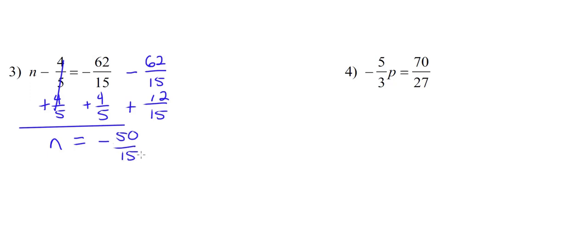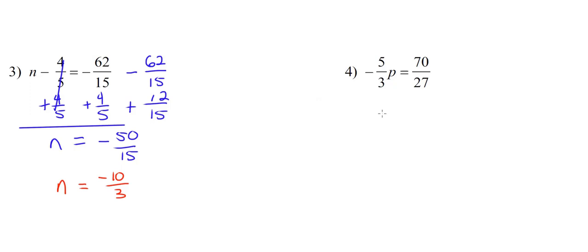Now the only issue with this answer is that it is not in simplest form. So we can simplify by dividing both parts of this fraction by 5, and that gives us our answer in simplest form, which is n equals negative 10 over 3. So that is our correct answer.